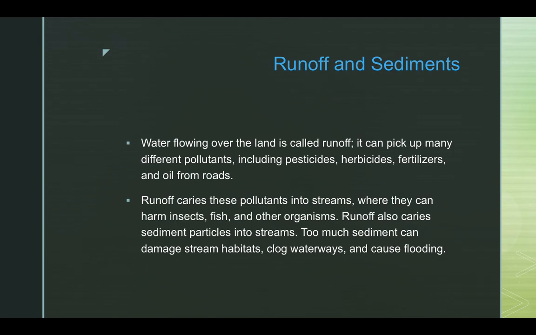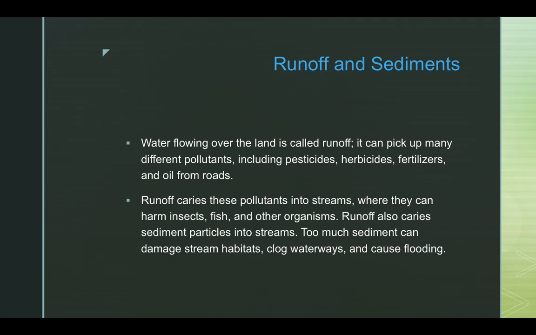Runoff and sediments. Water flowing over the land is called runoff, and we talked about that a few chapters ago when we were talking about the water cycle. It can pick up many different pollutants, including pesticides, herbicides, fertilizers, and oil from the road. So this runoff is running all into one general location. Runoff carries these pollutants into streams where they can harm insects, fish, and other organisms. Runoff also carries sediment particles into streams. Too much sediment can damage stream habitats, clogging waterways and causing flooding.